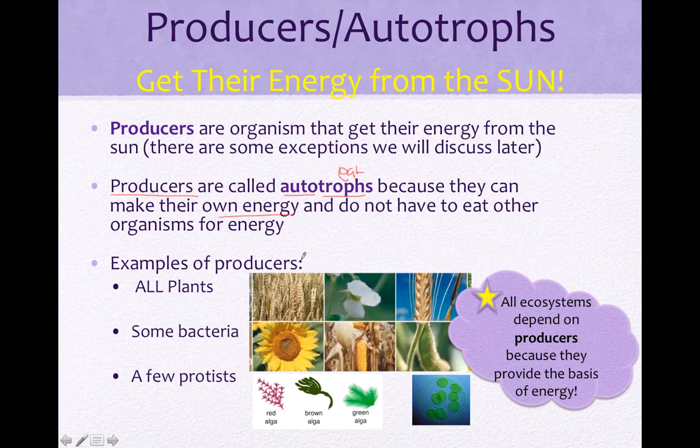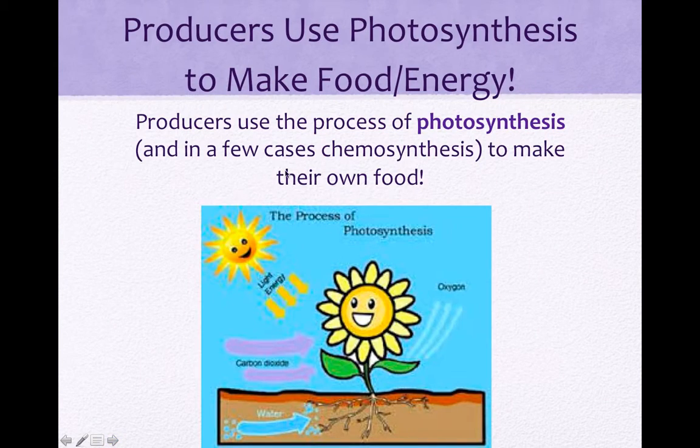These are things like examples that you're going to have to write down. A plant, some bacteria, a few protists, but mainly plants is what I want you to write down there. All ecosystems depend on producers. Producers use photosynthesis to make their energy or to make their own food.